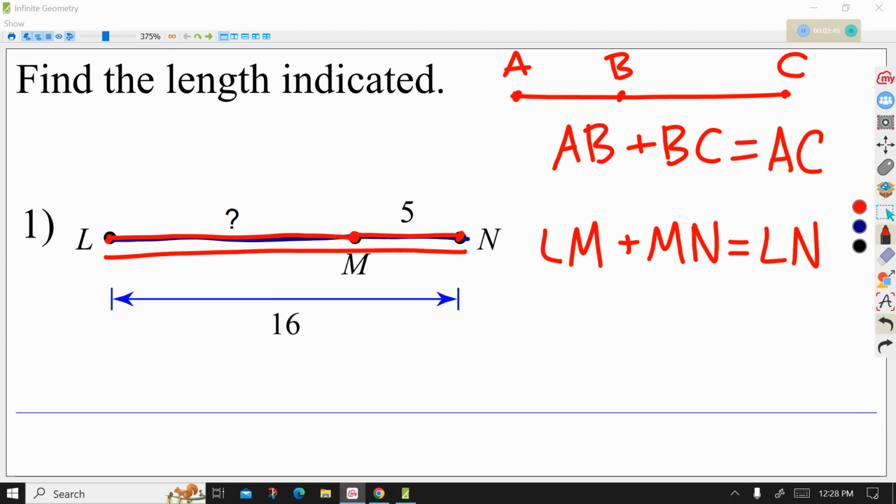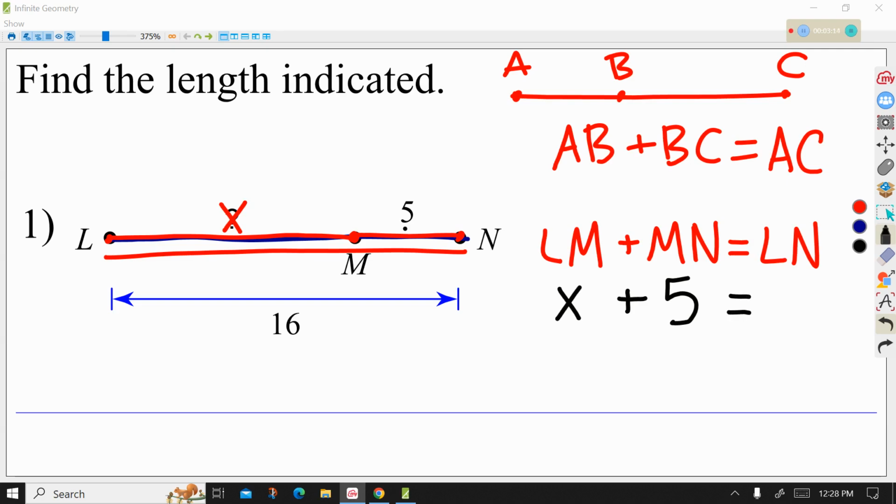So notice this is the same postulate that we're using. It has nothing to do with the letters and more to do with the way that they're situated with each other. So now what we should do is change this question mark into an X. And then what we create is a one-step equation, because now we can substitute everything in. LM is equal to X. That's what we want to find. MN is 5, so we'll write X plus 5.